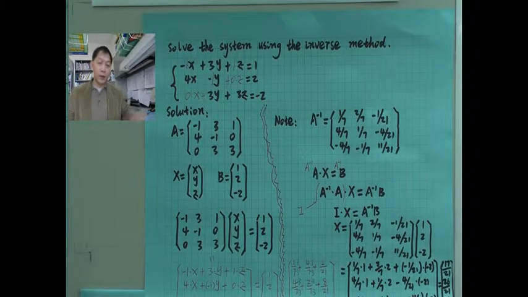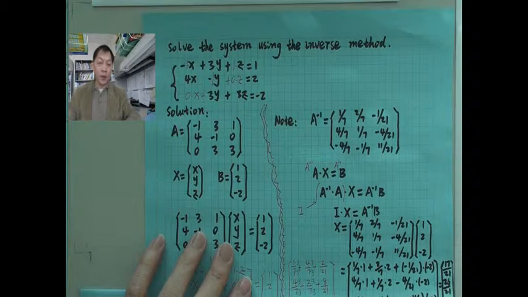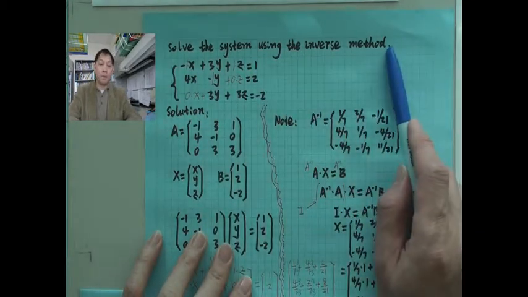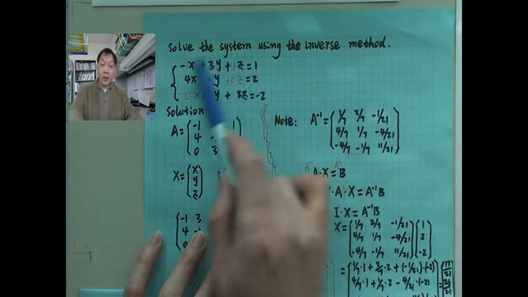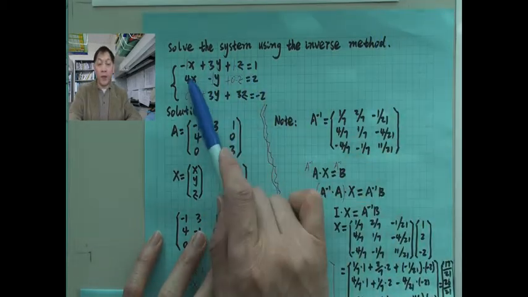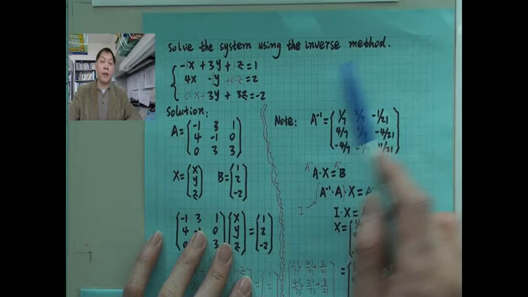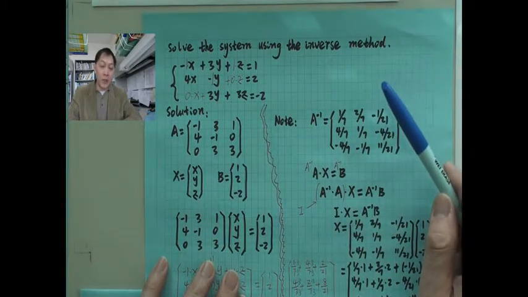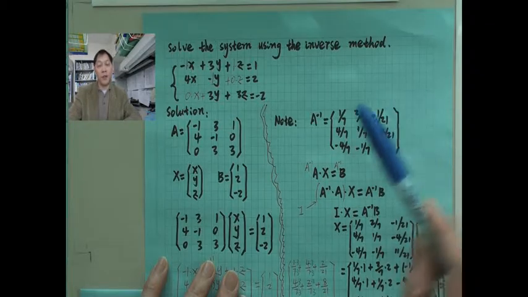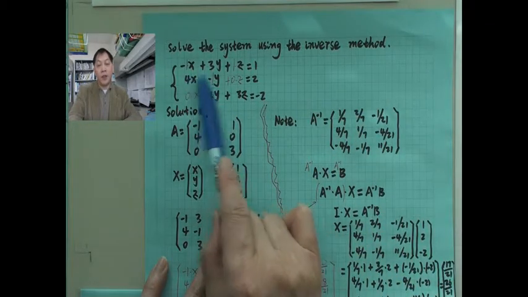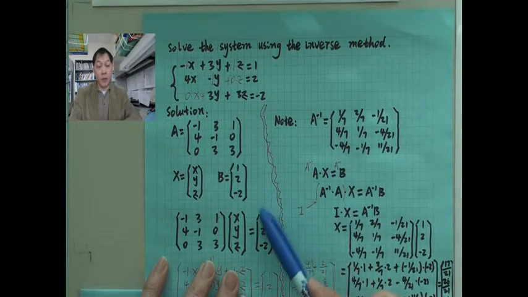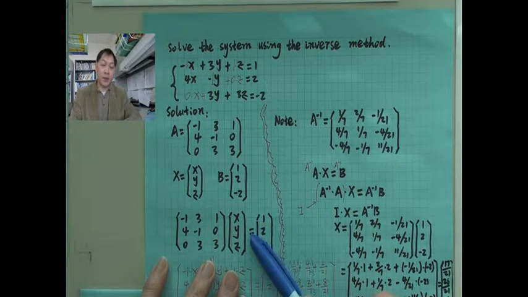In this lecture, we will talk about how to solve the system using the inverse method. This system is big. You have 3 variables. Now, after we introduced multiplication of matrices, this linear system can be written in the multiplication form of matrices.